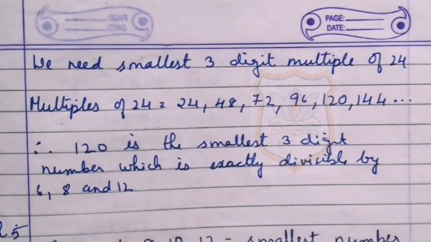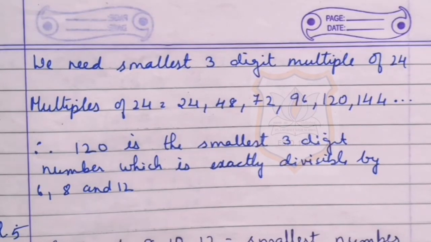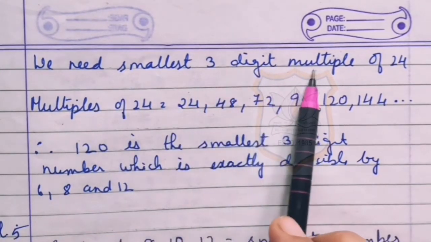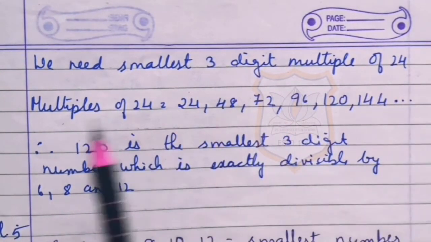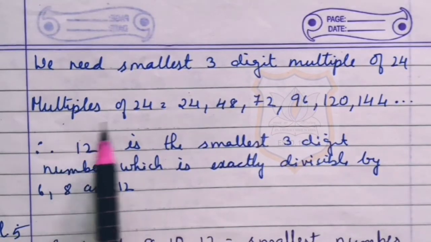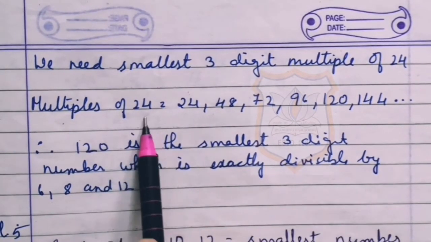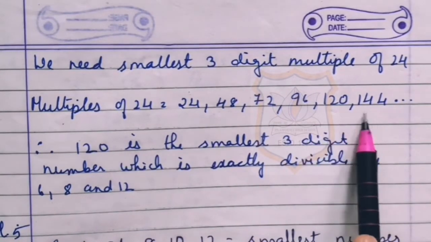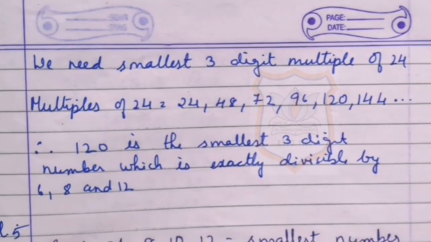Students, we have to find the smallest 3-digit number which is exactly divisible by 6, 8 and 12. Here the LCM of 6, 8 and 12 is 24. So we have to find the multiples of 24 now. We need the smallest 3-digit multiple of 24. So first we will find the multiples of 24. Multiples of 24 are 24, 48, 72, 96, 120, 144 and so on.